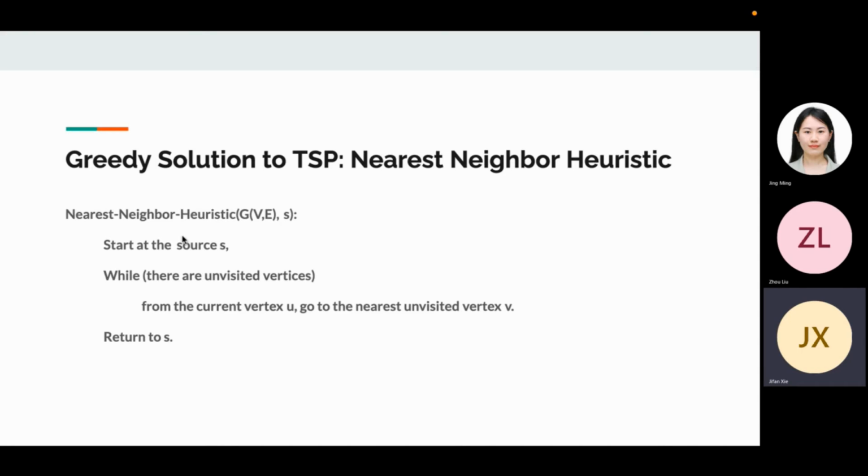The algorithm is called the nearest neighbor heuristic, which is very straightforward. Visit the nearest unvisited spot each time until all the spots have been visited. The implementation is also very simple.